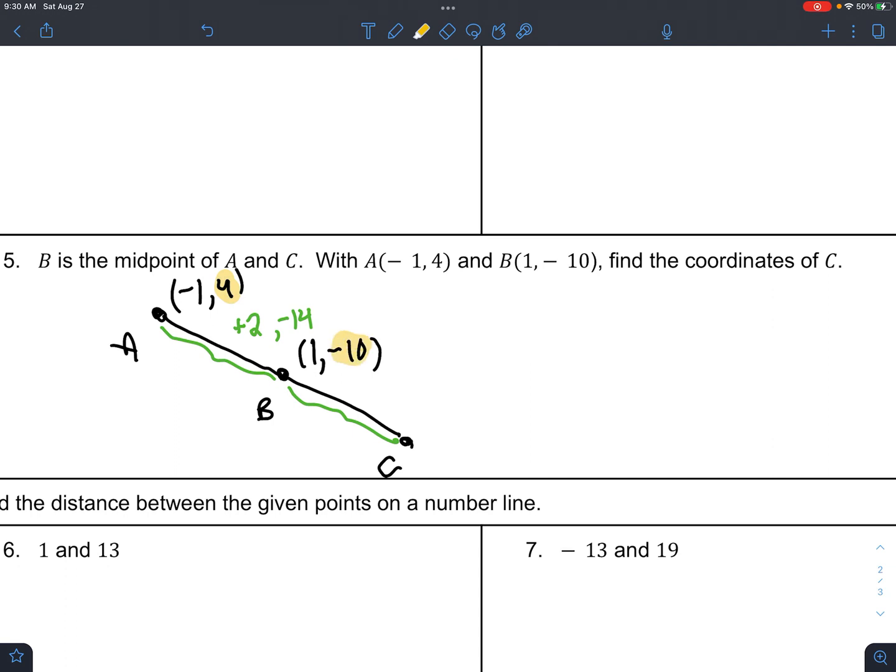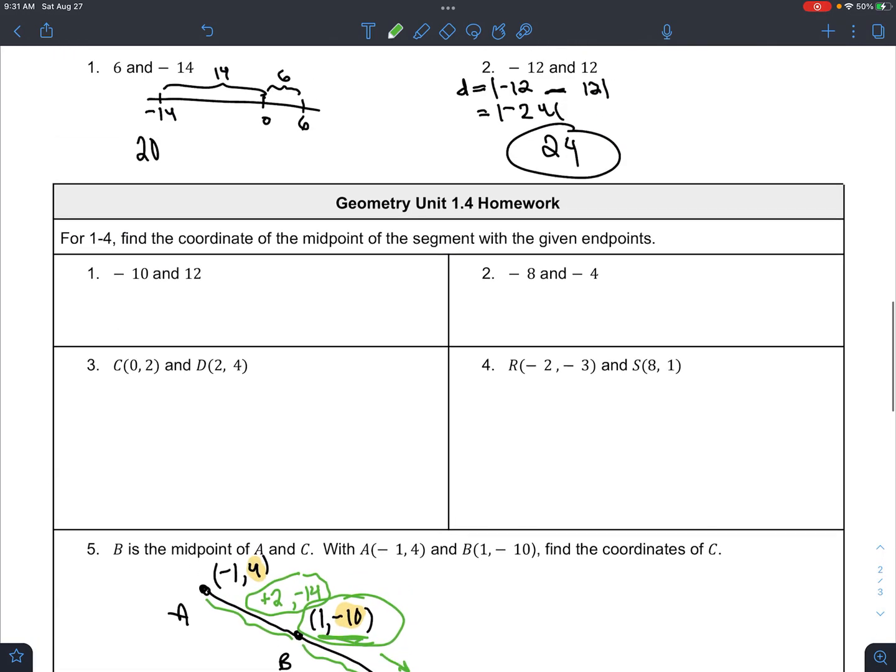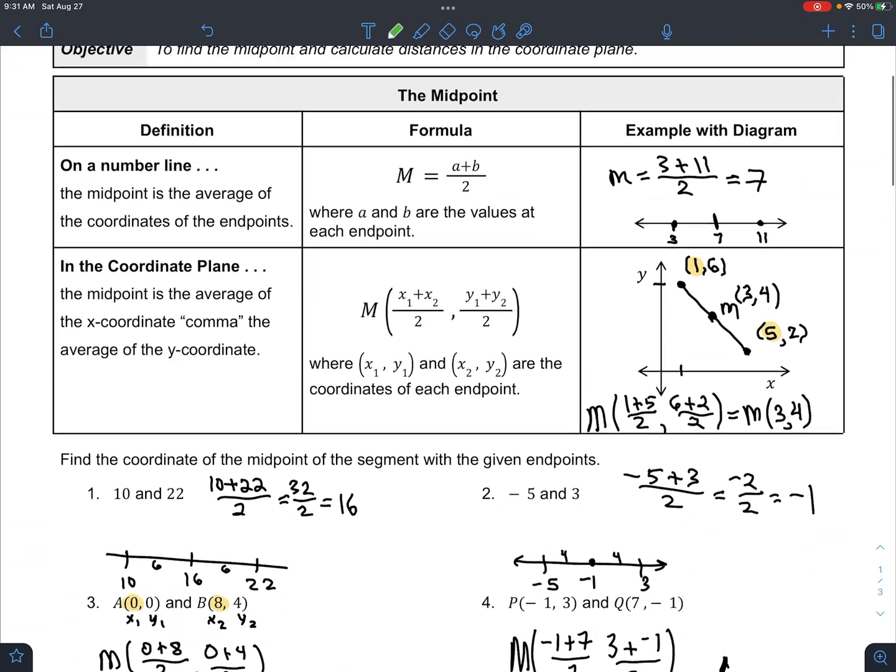So if you just repeat these green steps here, you will be able to go from this point to C. So you add 2 to the 1, and you take away another 14 from the negative 10. Okay? See if that makes sense and see if you're able to find C. And once you have C, make sure that this point is in the middle. Okay? That's all I have. This is a short little lesson.